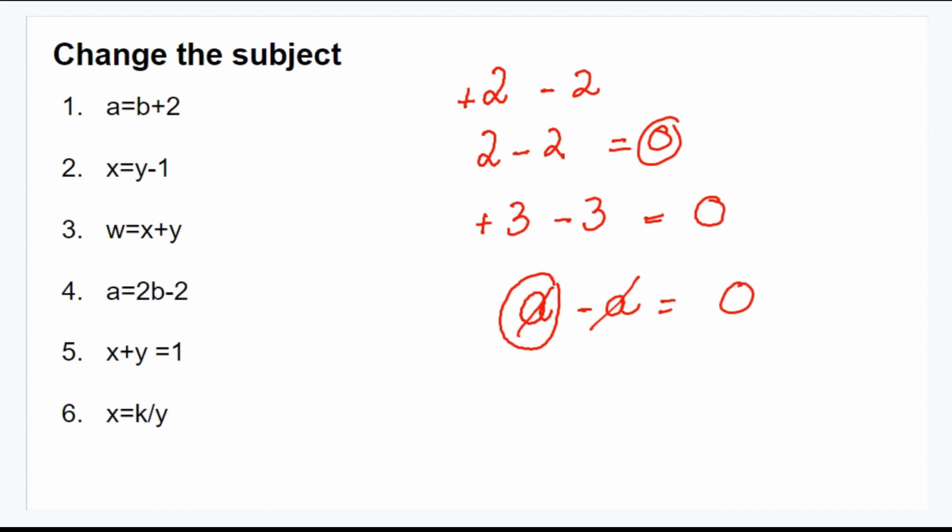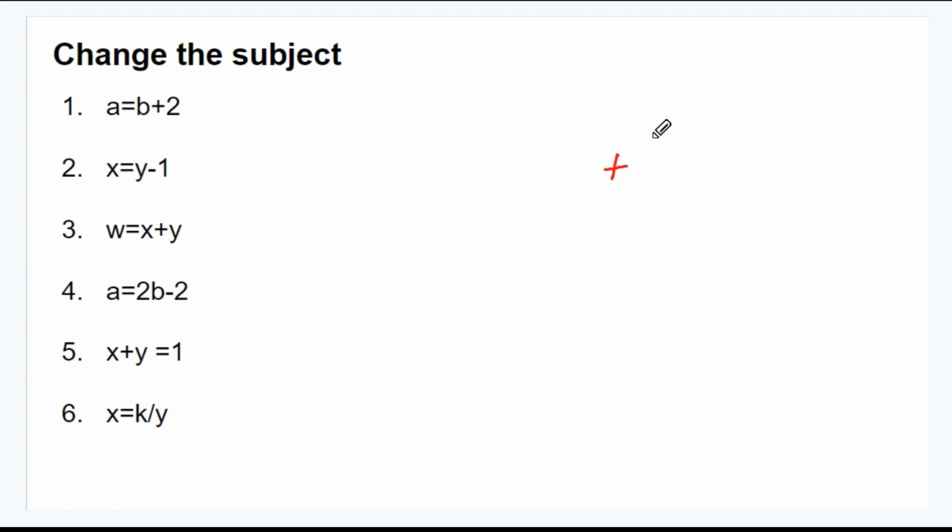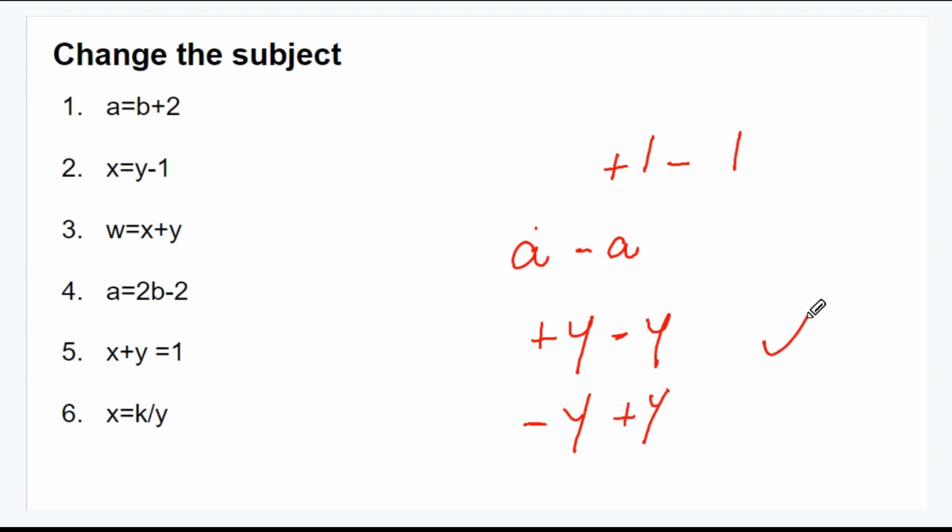So for every plus number, for example plus 1, the opposite of plus 1 will be minus 1. The opposite of plus A will be minus A, and the opposite of plus Y will be minus Y. In the same way, the opposite of minus Y will be plus Y. Okay, do you understand this?